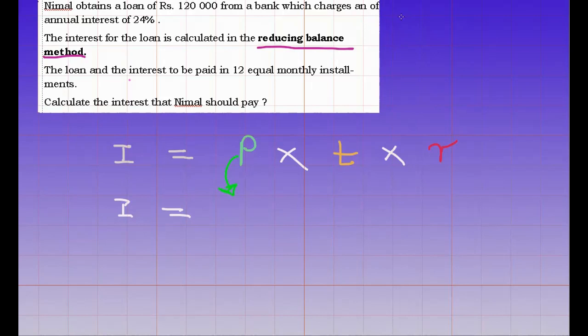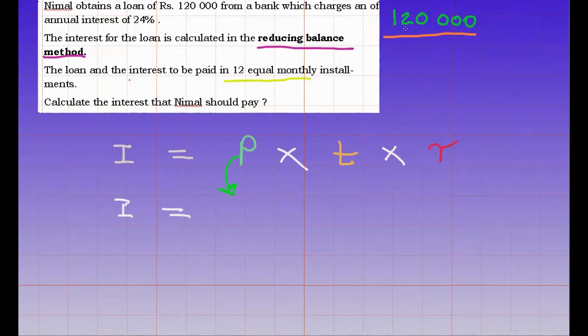What's the total loan amount? That's 120,000. That's the entire thing. But when it comes to reducing balance method calculations, we don't put the entire amount. We put the loan amount to be paid in an installment. So 120,000 divided by, now in how many installments is this person going to settle the loan? It has been told 12 equal monthly installments.